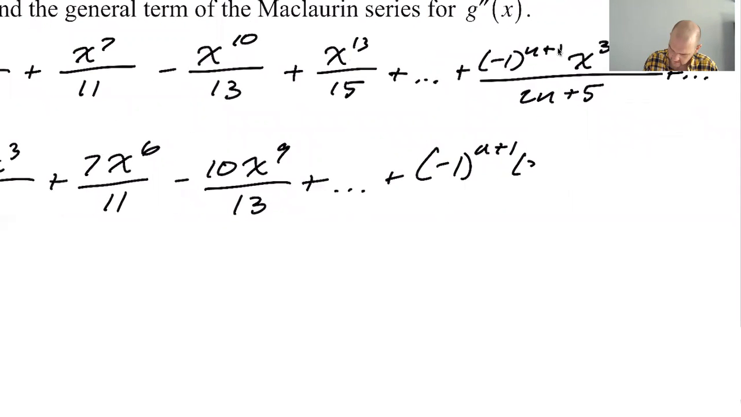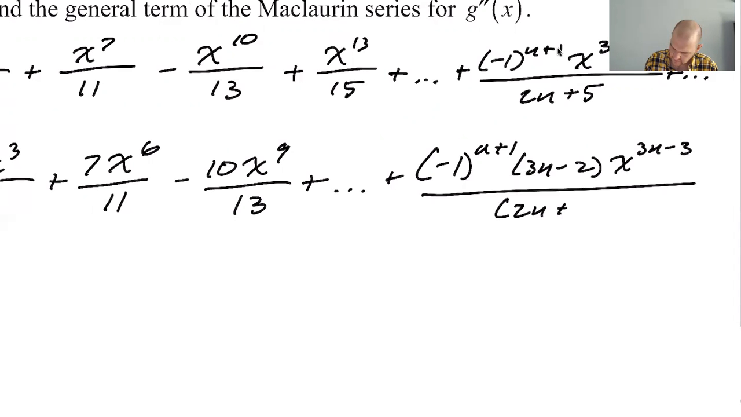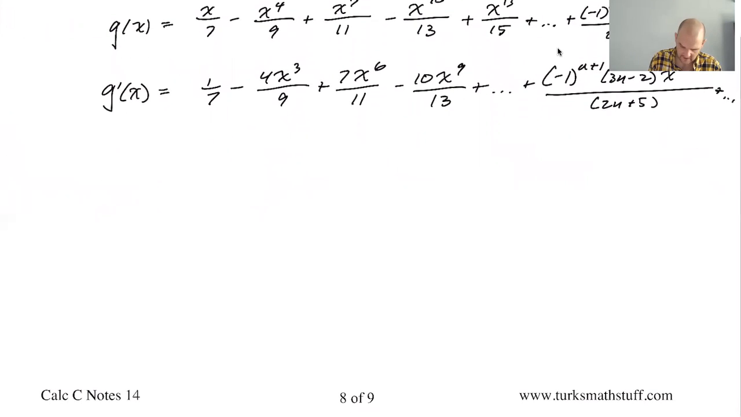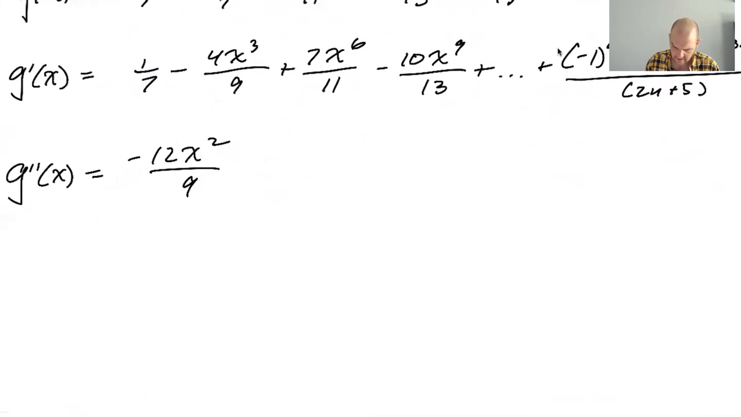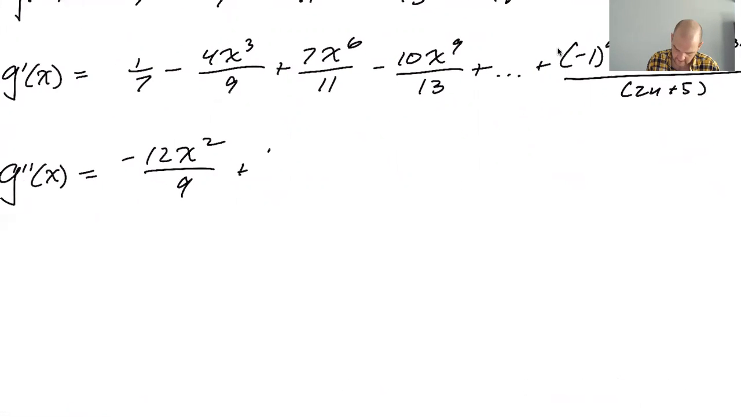This can be hard to fit. 3n minus 2 x to the 3n minus 3 over 2n plus 5, which we've decided to put in parentheses now. One more time. All right, so g double prime of x is going to be negative 12x squared over 9. I don't see the point in simplifying that, so I'm not going to. Plus 42x to the 5th over 11 minus 90x to the 8th over 13 plus dot, dot, dot.